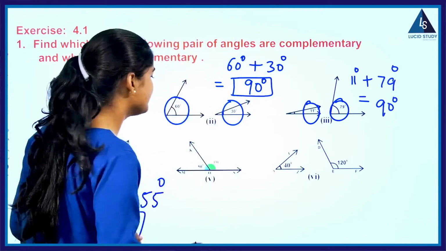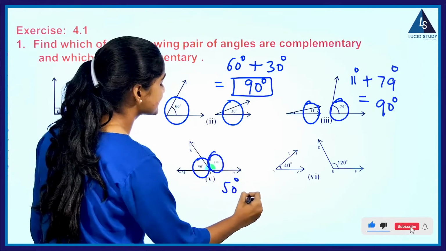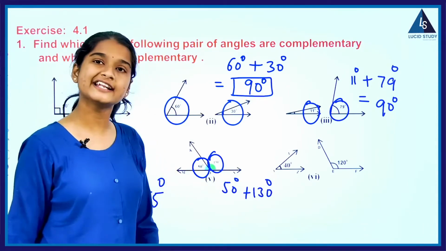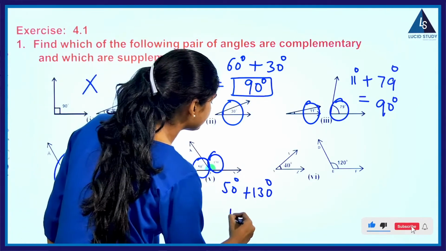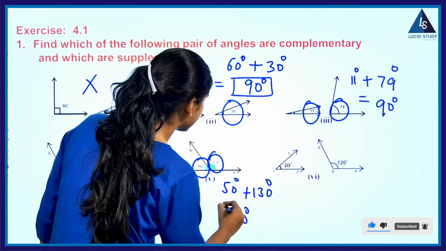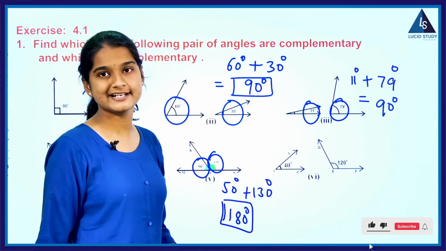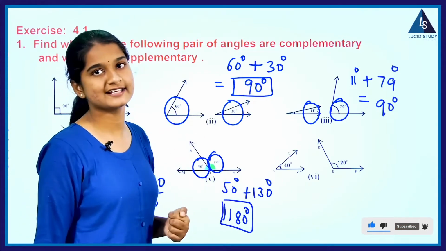Now the next one. First angle is 50 degrees. Second angle is 130 degrees. So 50 plus 130 or 130 plus 50. 130 plus 50 is 180. The sum of two angles is 180 degrees. Therefore, they are supplementary angles.